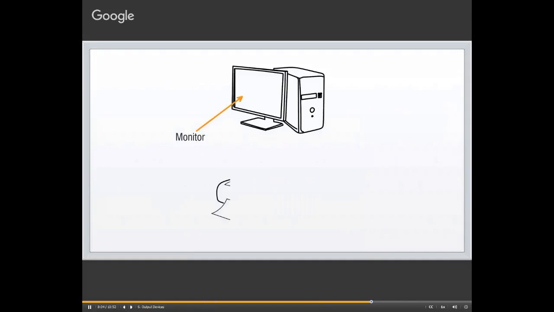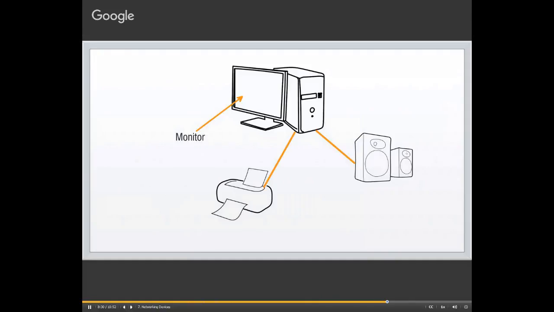Another very common output device is a printer. Printers take information that is processed by the CPU and print it on a piece of paper. Both monitors and printers output visual information, but there are more than just visual output devices. For example, another output device is a sound card. Sound cards take digital information and output it as audible signals. Almost all computers have some sort of audio output device.